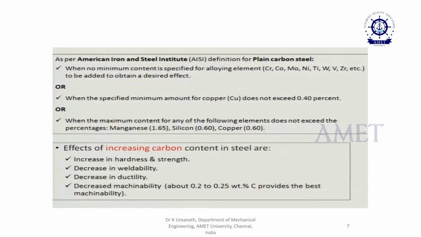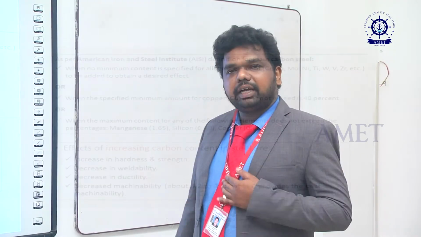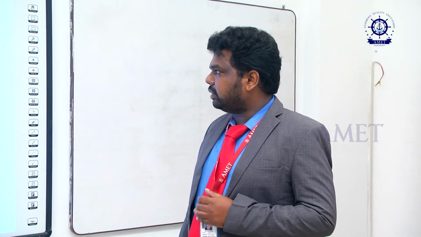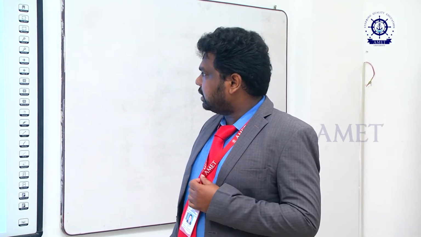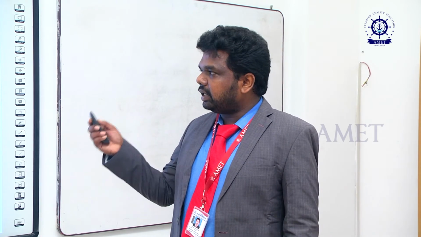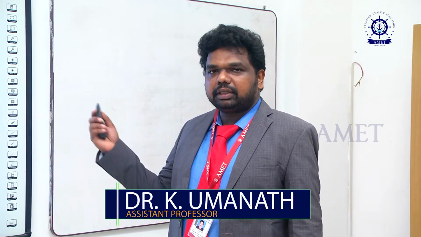So, the low alloy steel is also called plain carbon steel in the American Iron and Steel Institute. This plain carbon steel has no minimum content specified for alloying elements such as chromium, aluminum, tungsten, nickel. These alloys are contained in very small amounts, or may not be available, so it is called plain carbon steel.